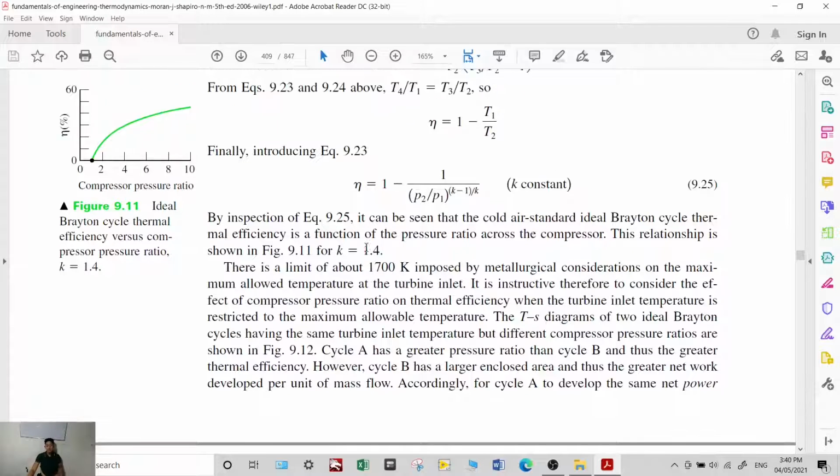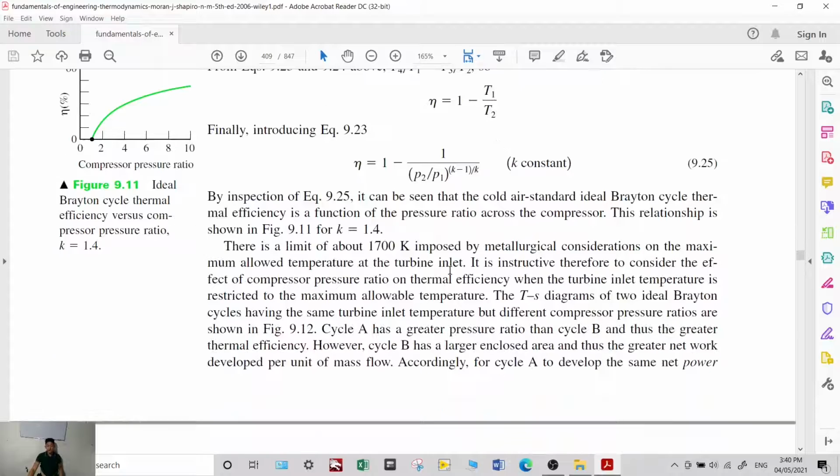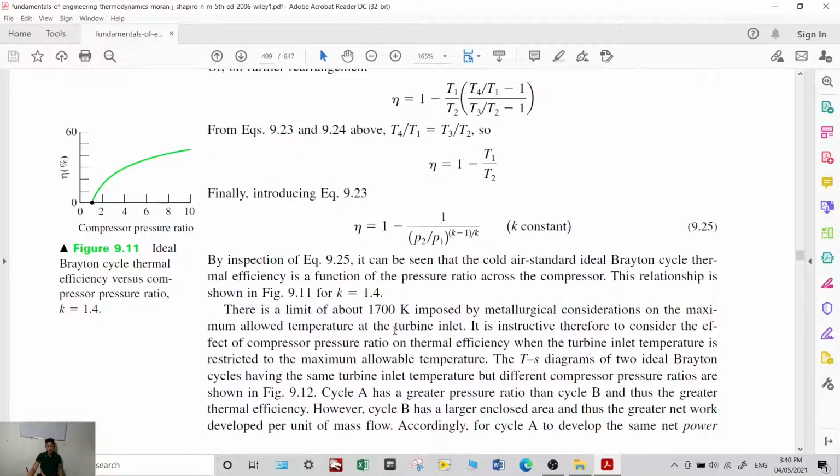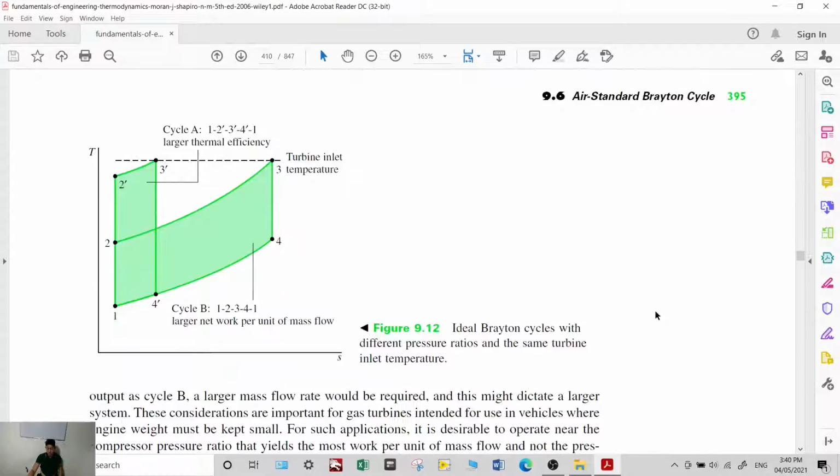Ang imong temperature 3, ang T3 nimo, you have a limit of 1,700 Kelvin because of the blades sa imong turbines. No? So this is imposed by metallurgical considerations. So taman ra daw og 1,700 Kelvin.